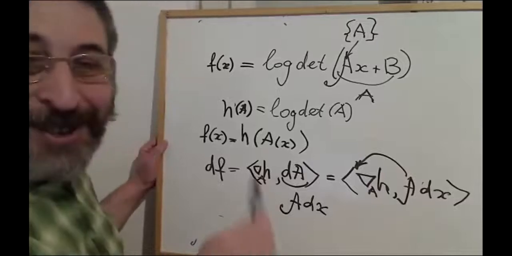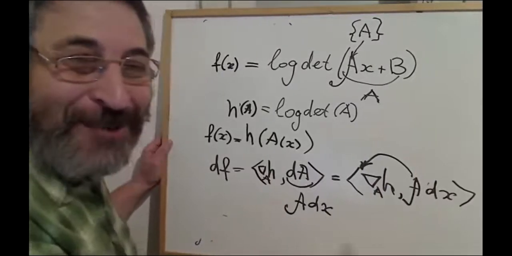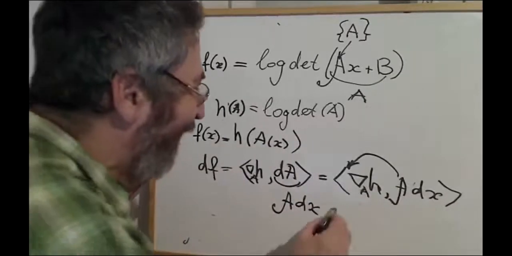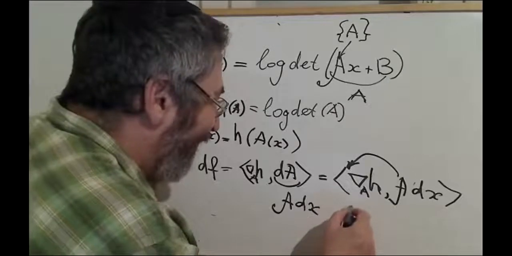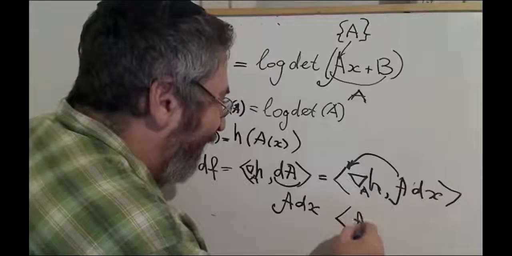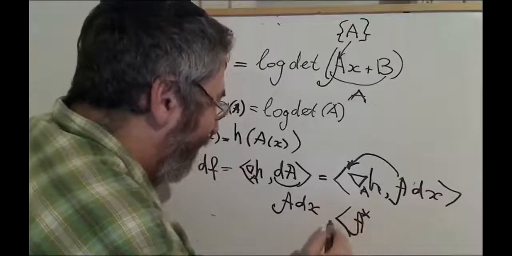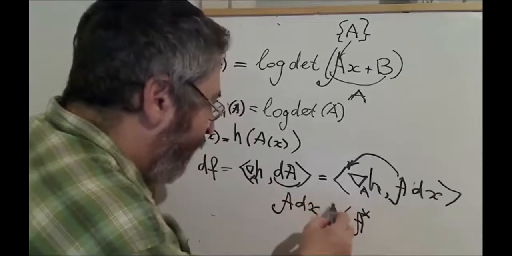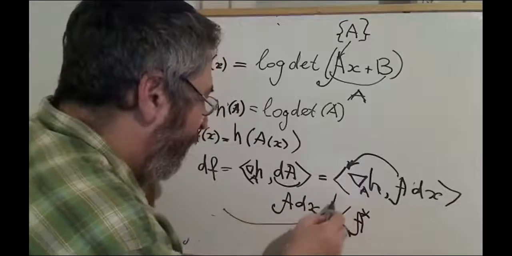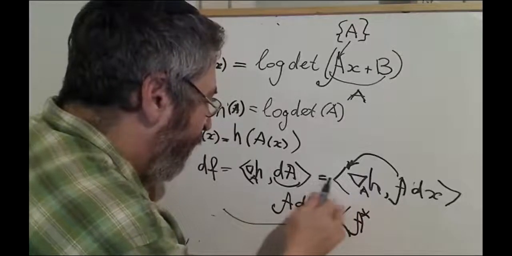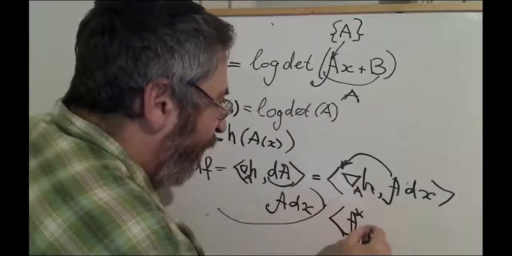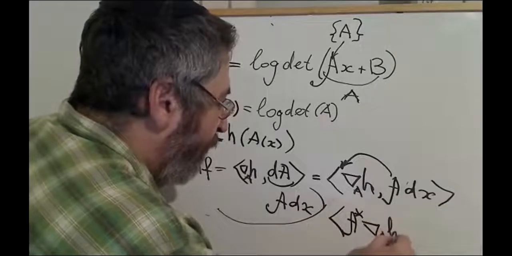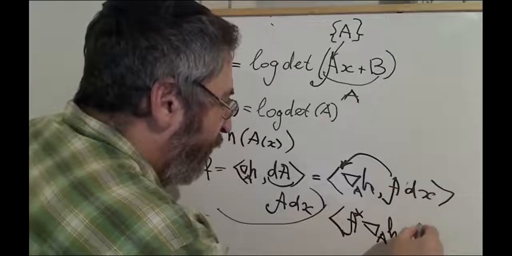This is only for those of my friends who sat during the semester with me in the lectures, and others need to work hard to be free with this. So it will be A calligraphic adjoint, multiplied by the gradient with respect to A of H, inner product with dx.